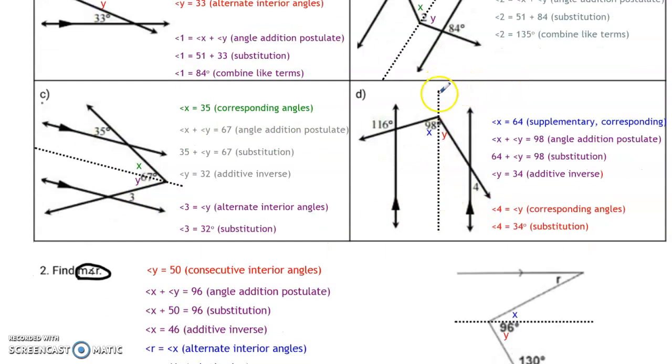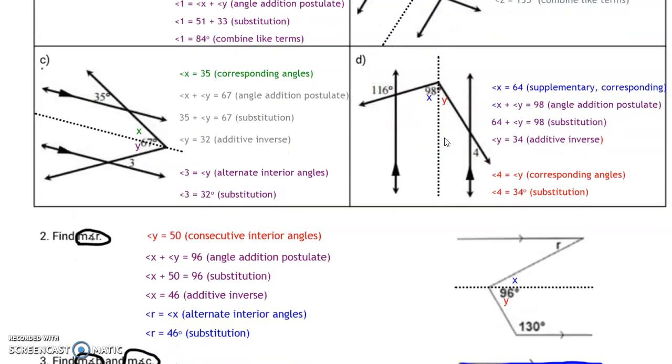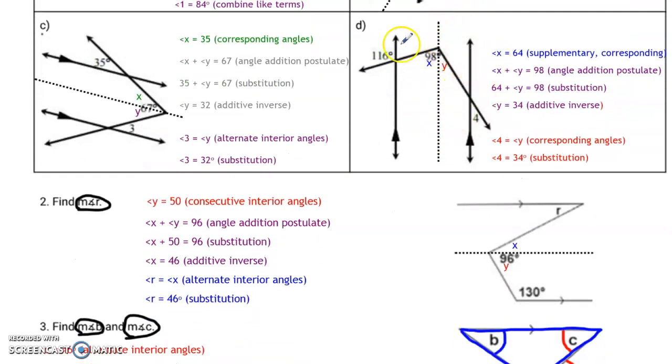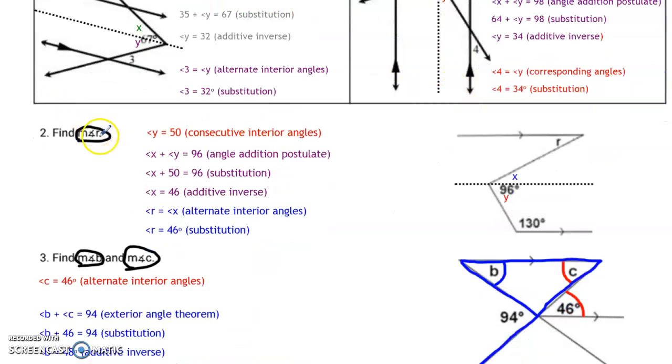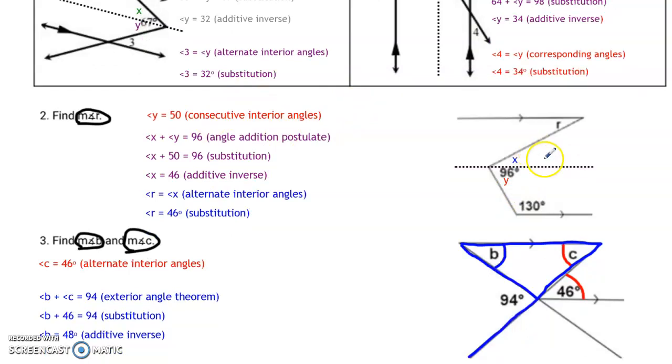Let's see, moving on to this one, another auxiliary line, another X and Y. You get the idea. I'm not going to go through every one of these problems because they're very similar. For angle R, it's another situation where you draw an auxiliary line and separate it into X and Y. X and Y combine together to give you 96. If you follow the steps here, they are color-coded. You should be able to figure this out very easily.